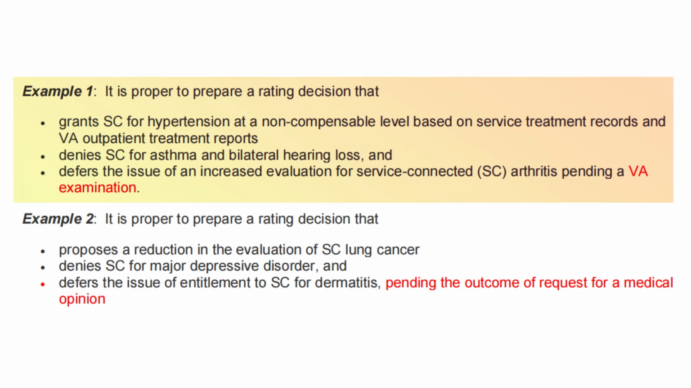Now keep in mind, this is just an example that they're using. They deny service connection for asthma and bilateral hearing loss and defer the issue of an increased evaluation for service-connected arthritis pending a VA examination. So their deferral reason is, we can't adjudicate this claim condition because we need a VA examination. So what that means is they're going to schedule you for an examination.